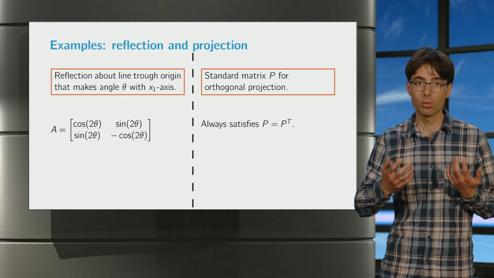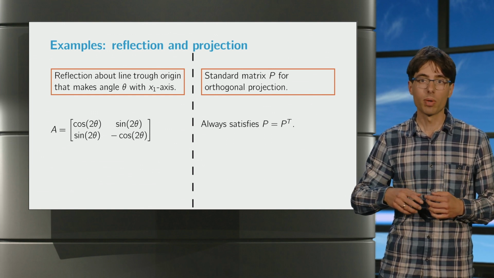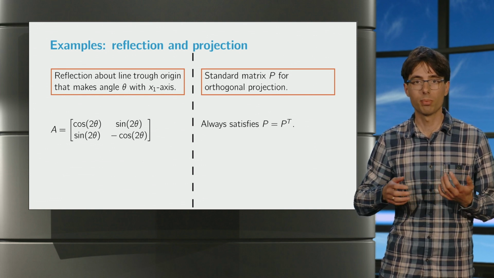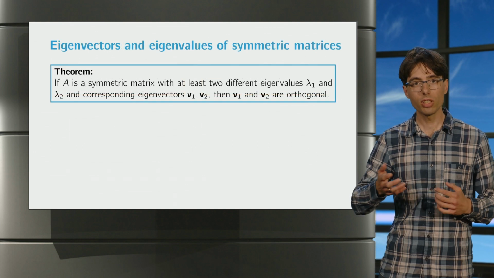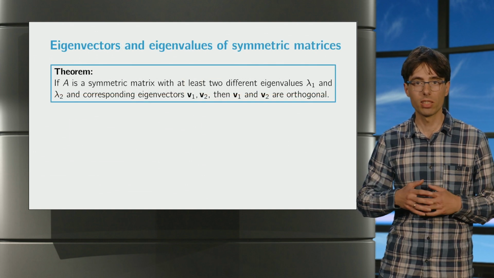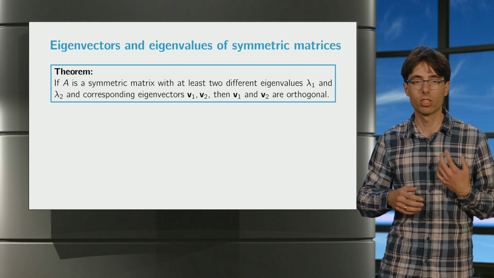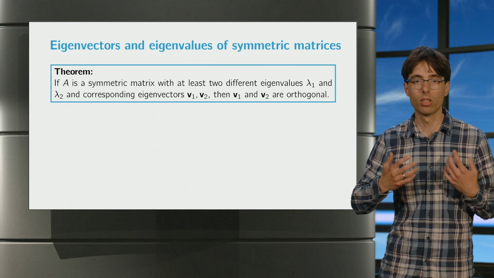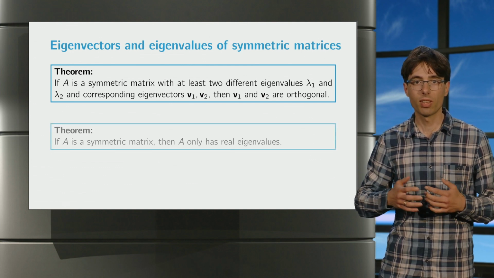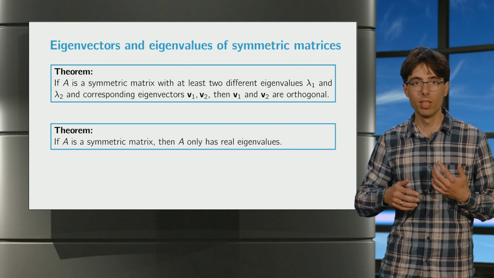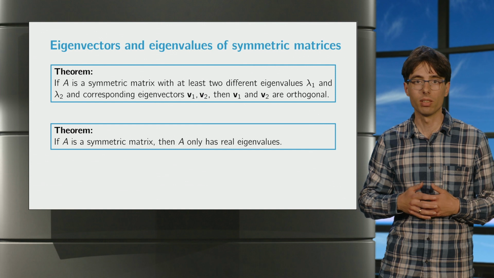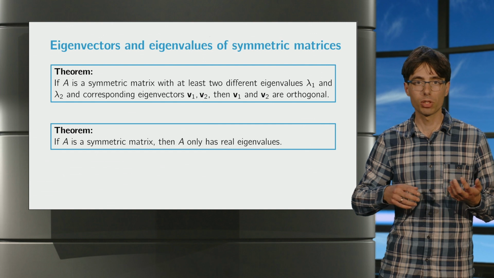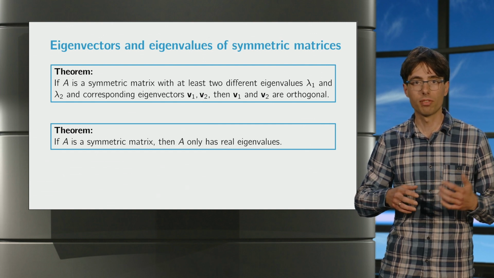So do they also have some special properties? In this video we will discuss two of these properties related to the eigenvectors and eigenvalues of symmetric matrices. The first theorem states that if A is a symmetric matrix with at least two different eigenvalues λ1 and λ2, then the corresponding eigenvectors v1 and v2 are orthogonal. The second theorem states that a symmetric matrix with real entries always has real eigenvalues, which is a very useful property of symmetric matrices. We postpone the proofs of these theorems to the end of the video.